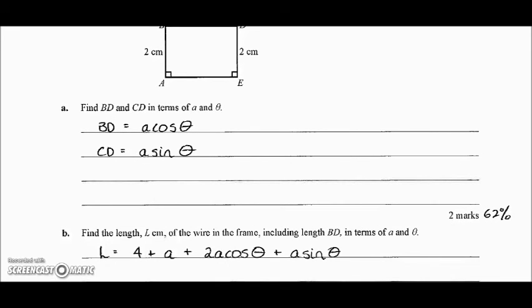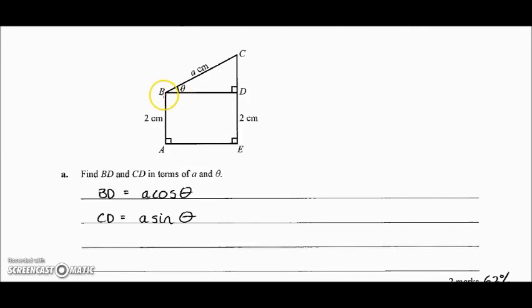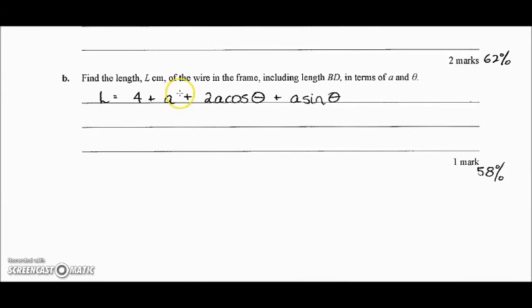Okay, so moving on, find the length of the wire in the frame, including length of BD in terms of A and theta. So basically add up the lengths of all of those bits of wire. So 2 plus A plus A cos theta plus A cos theta plus A sine theta gives you this: 4 plus A plus 2A cos theta plus A sine theta. Okay, then it gets hard.